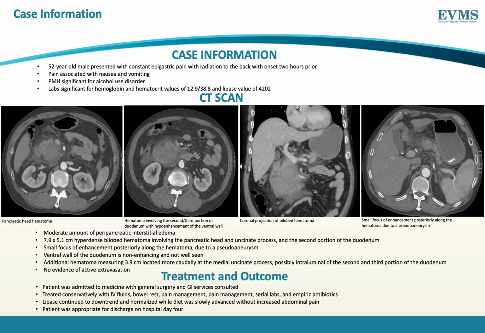The patient was admitted to medicine, and general surgery and GI services were consulted. He was treated conservatively with intravenous fluids, bowel rest, pain management, serial labs, and empiric antibiotics. His lipase values continued to downtrend and normalized while diet was slowly advanced without increased abdominal pain. He was appropriate for discharge on hospital day 4.